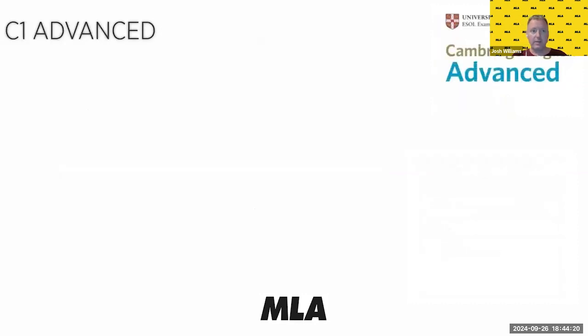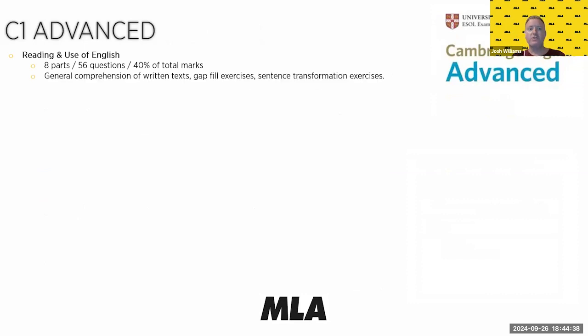The last exam we're going to be looking at today is the C1 Advanced, and this doesn't have a schools version, as I said before. Reading and Use of English: 8 parts, 56 questions, 40% of total marks. Again, general comprehension of written text, gap fill exercises, sentence transformations, things like this.